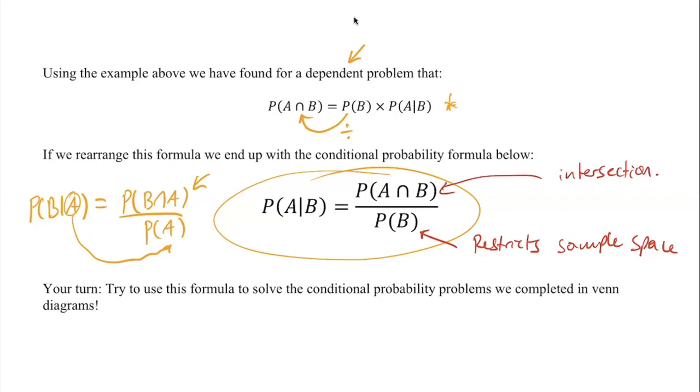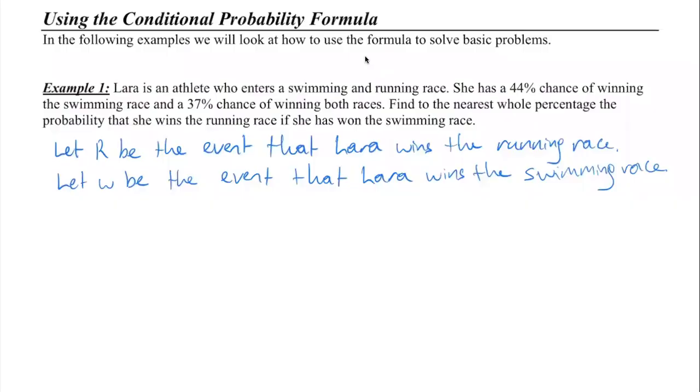Let's have a bit of a play with the actual formula so you can see what happens. Sometimes you'll be given examples where you can't use a Venn diagram, you can't use a tree diagram, you can't use really anything. You just have to use the formula and your understanding. Here is an example of a basic problem that uses that.